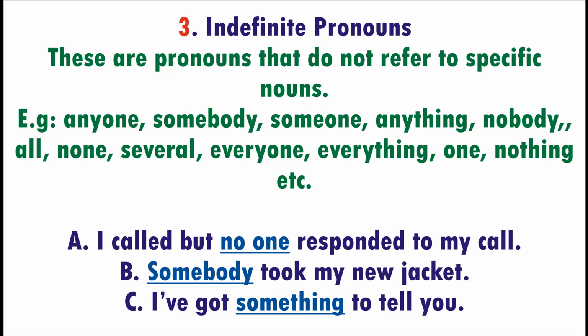Let's come to the examples in sentences. I called, but no one responded to my call. So no one in this sentence is an indefinite pronoun. Example B, somebody took my new jacket. Somebody is not definite, it's not specific. We know someone took it, but we don't know the exact person. So we say somebody. It is an indefinite pronoun.